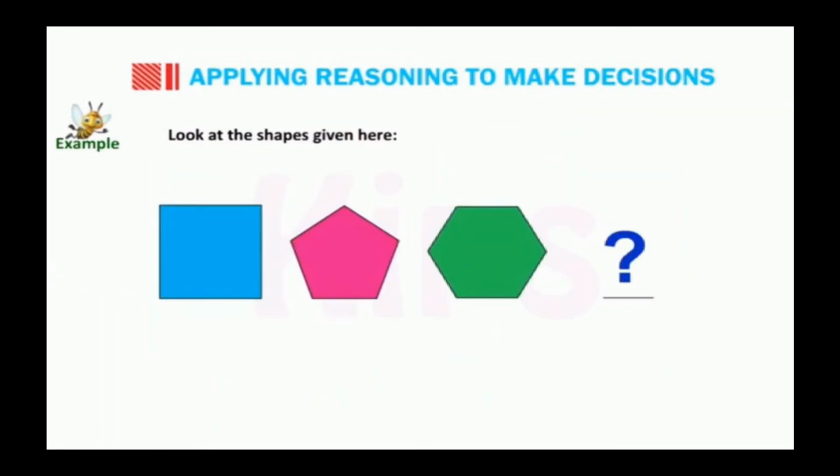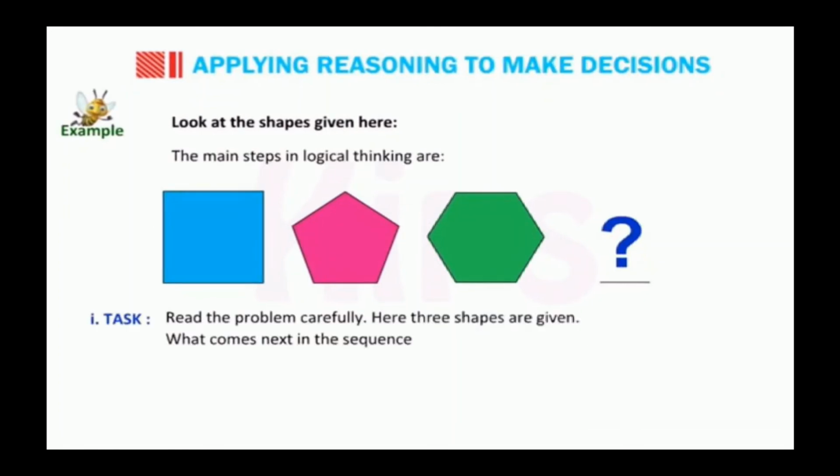Look at the shapes given here. You can see 3 shapes are given. Now what is the 4th one? How can we decide, or how do we move to the condition to get that 4th shape? Read the problem carefully. Here 3 shapes are given. What comes next in the sequence? This is the task.